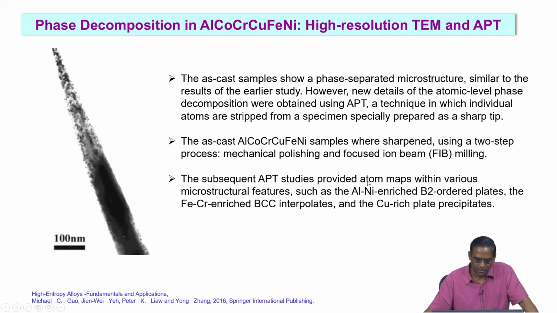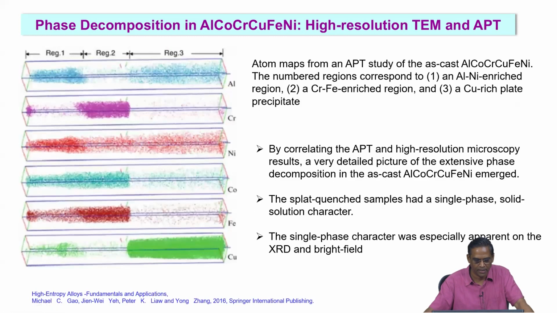So, the APT studies provided atom maps within various microstructural features, such as aluminum nickel enriched B2 ordered plates, chromium iron enriched BCC interplates, and copper rich plate precipitates. So, we are talking about three different types of segregation or phase decomposition, which is summarized here.